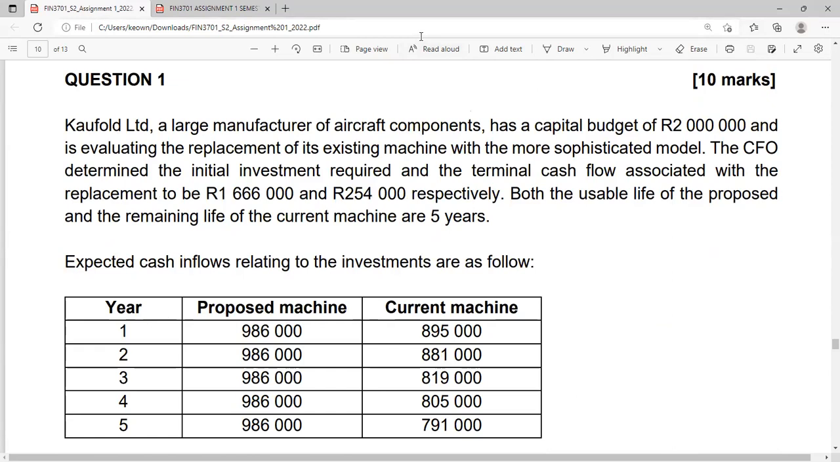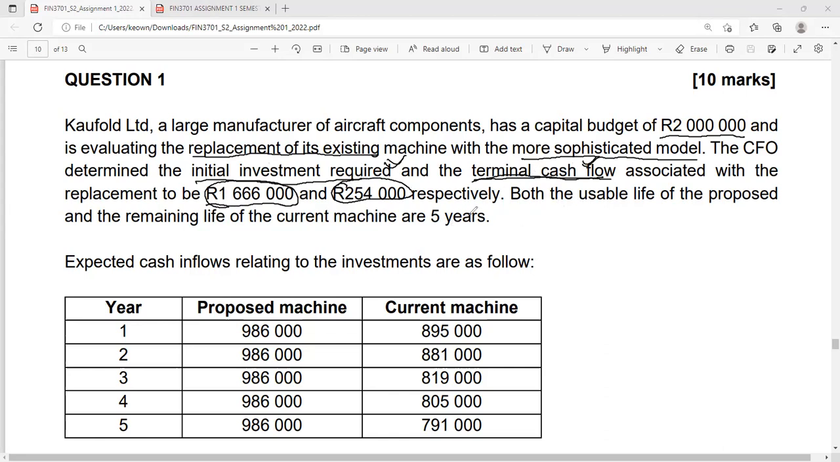So the first question says, we have a company which is a large manufacturer of aircraft components, and it has a capital budget of 2 million. The company has 2 million to spend, and they are looking at possibly replacing one of their existing machines with a more sophisticated model. So the chief financial officer already did these calculations for you, already determined the initial investment for you. Remember, you have to be able to determine the initial investment. The CFO also determined the terminal cash flow for you, but you as a student also have to be able to determine the terminal cash flow. So the initial investment was calculated to be 1,666,000, and the terminal cash flow was calculated to be 254,000.